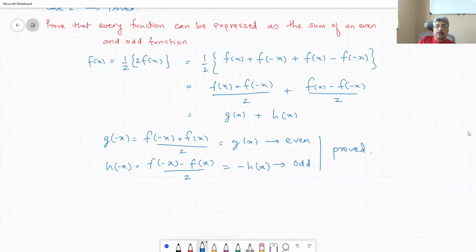Now, what we are going to practice is, given a function, finding its domain.